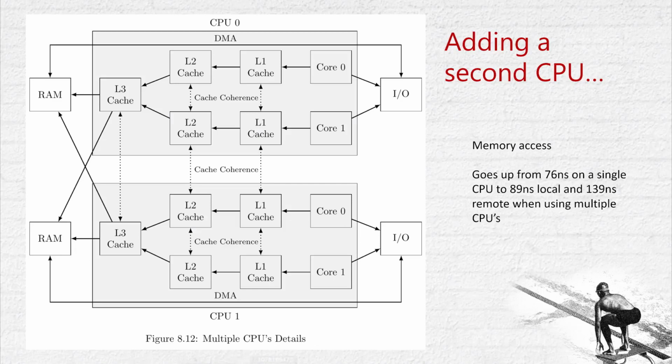If you need a memory access from the other CPU, it becomes 139 nanoseconds. So you have to ask the other guy to give it to you. He will do everything he needs. He already knows that he doesn't have to verify with you back, but loads it into its own and then hands it over to you. That just takes an additional 40 or 50 nanoseconds. So you can see that adding a second CPU complicates things.